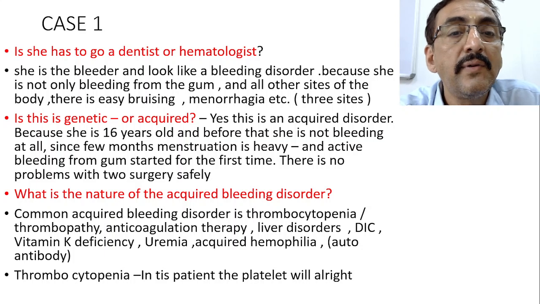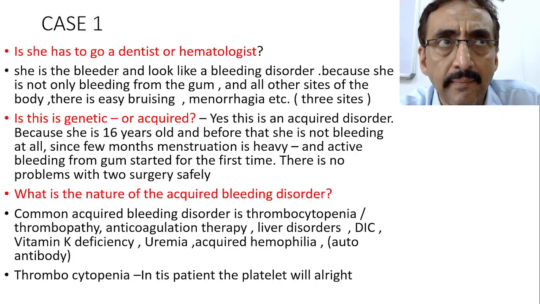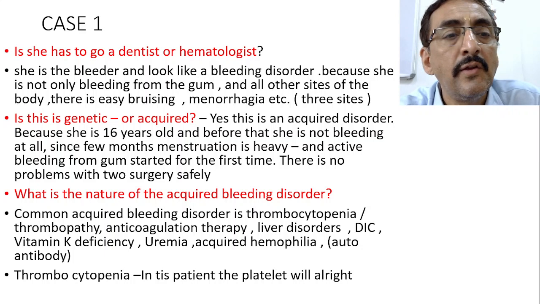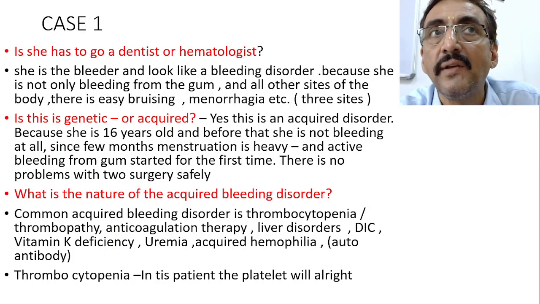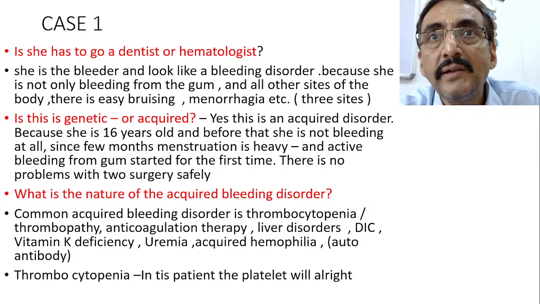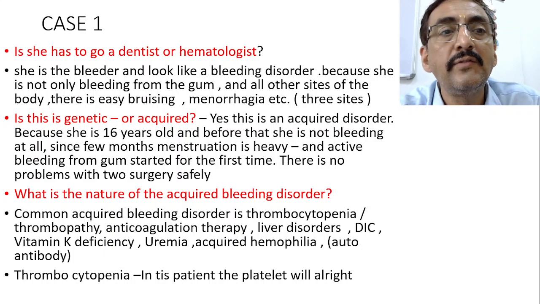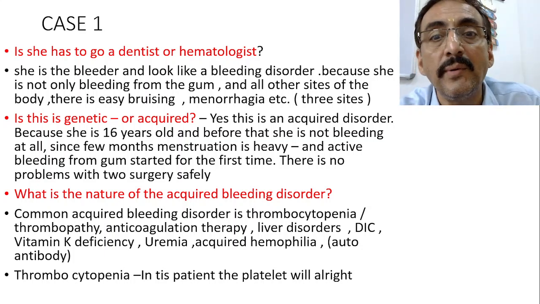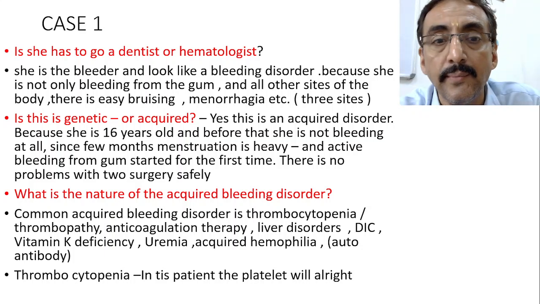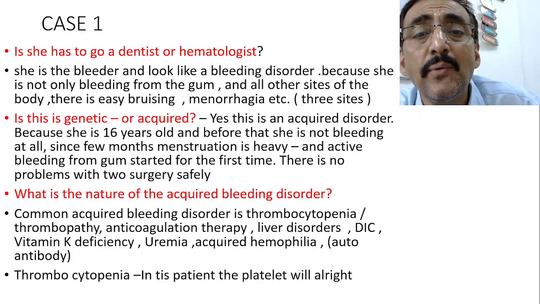And active bleeding from the gum started just for the first time a few days ago. So there were no problems with the 2 surgeries. This gives a clue that this may not be a hemophilia, and the child is also 16 years old. And so far she has not had any such problems. What is the nature of the acquired bleeding disorder?